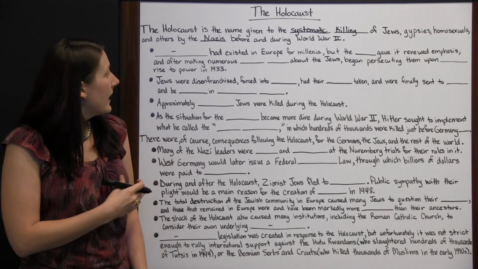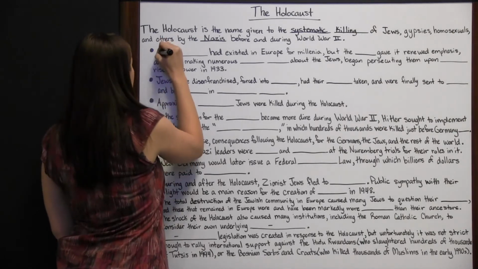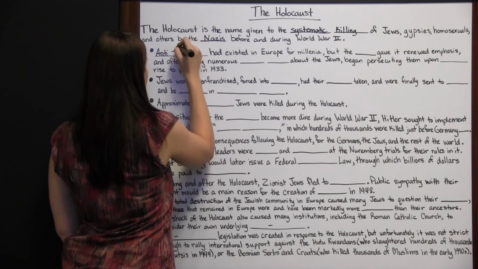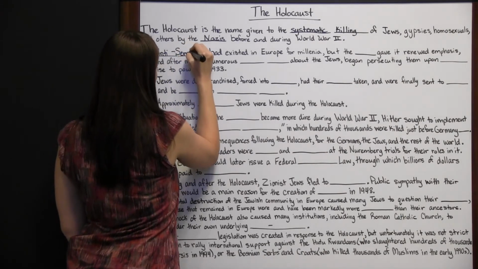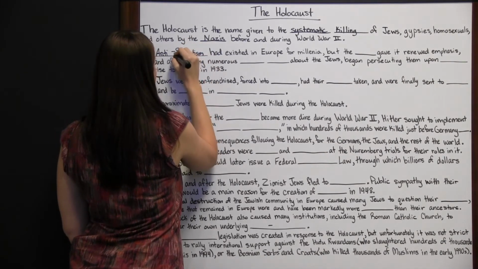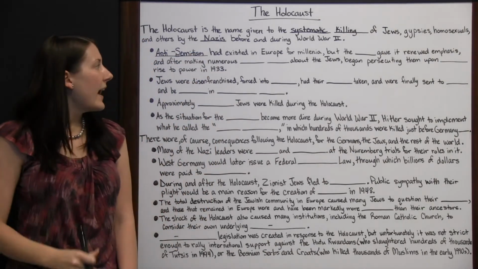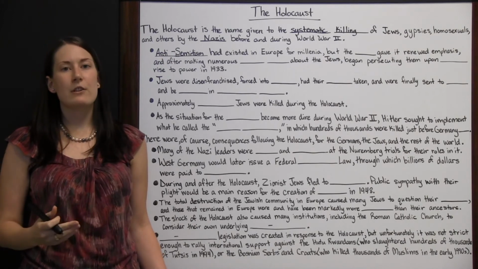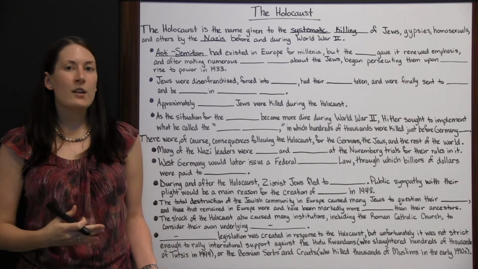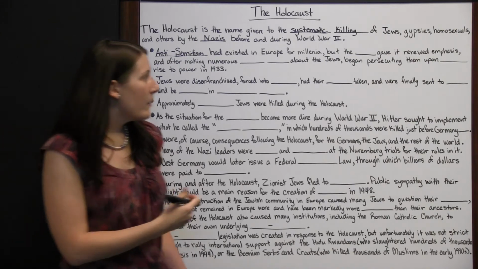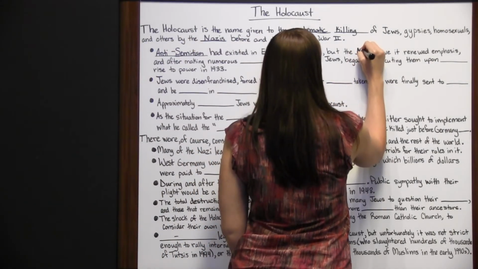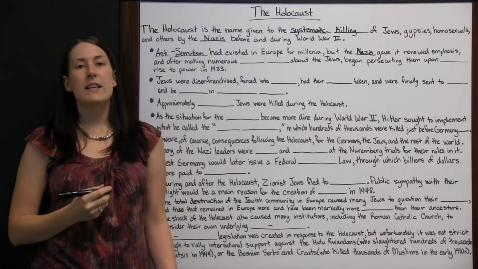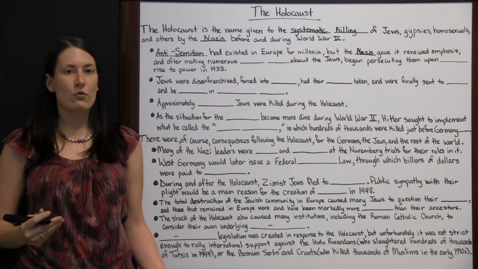And anti-Semitism, which is the hatred of Jews, had existed in Europe for millennia. So it had existed for thousands of years in Europe. Hating the Jews was not a new thing for Europeans, but the Nazis gave it renewed emphasis because they felt that their race was superior and this inferior race needed to be destroyed.